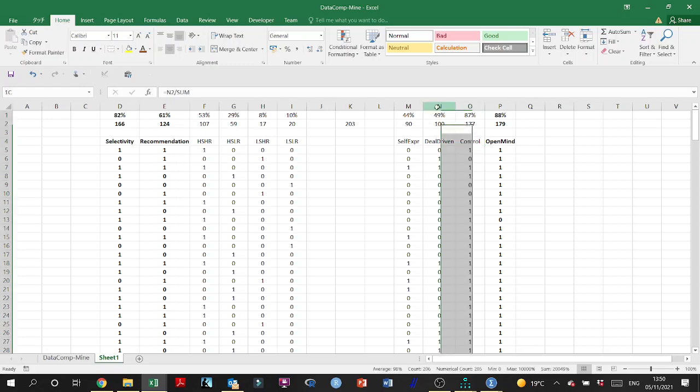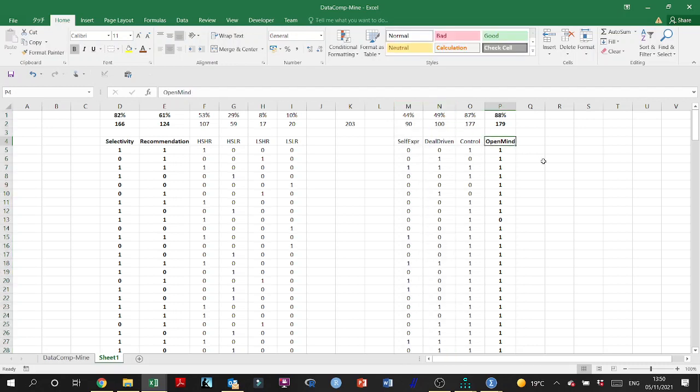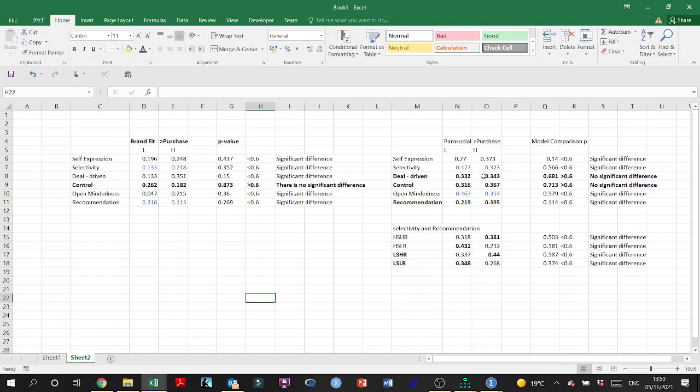And these two also are interesting, definitely. Over 40% of millennials are self-expressed and deal-driven. So that's also important. It's not that it's not important. But does open-mindedness have anything to do with that relationship or the effect? That is another question. So taking it from here, let's order these.